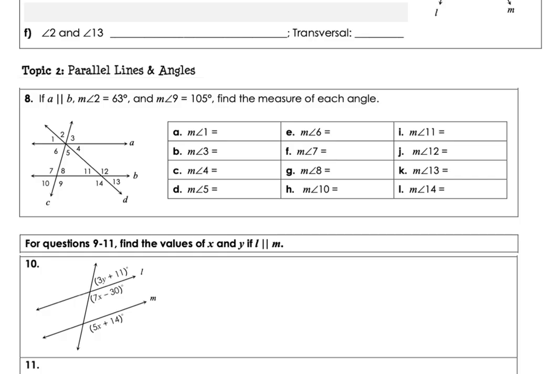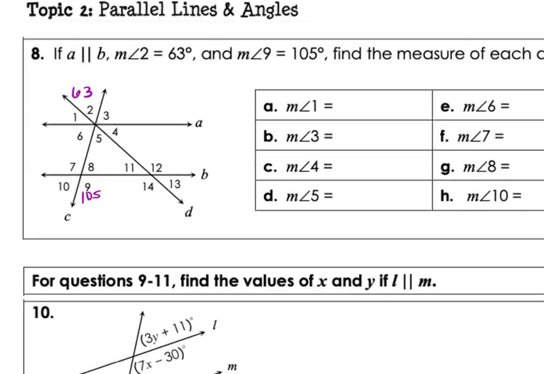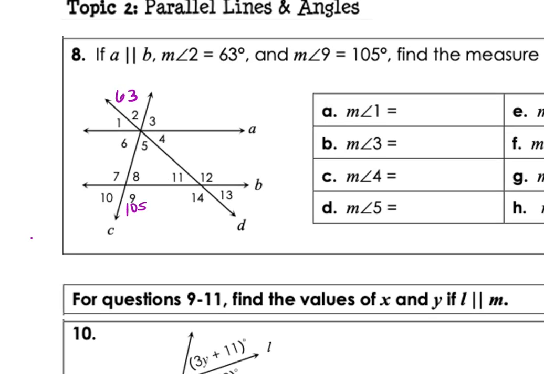If you look at this setup, they tell you angle 2 is 63, and I highly recommend as you do this, you label what you know. So 2 is 63, label it right on the picture. 9 is 105, and that will kind of help you see some things. As I was going through this with some of you yesterday, a lot of you are seeing vertical angles right away, which is awesome. So like 2 and 5 are vertical angles, right? So this is 63 also. 9 and 7 are vertical angles. So this is 105. So look for vertical angles.